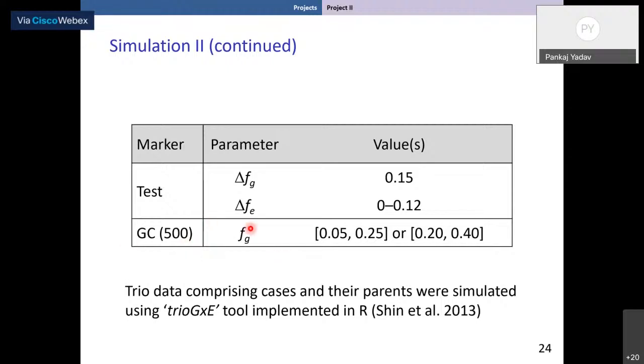And then for those, I have picked different frequencies for the risk allele of these 500 markers. The frequency was in this range. And for trios data, I'm not going to talk, sorry, because I'm also exceeding the allowed time.